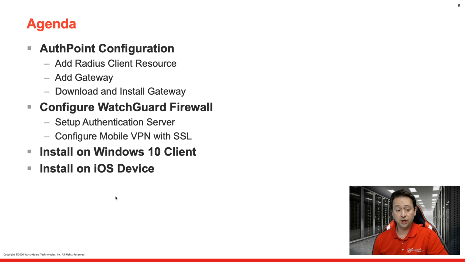For this Firebytes agenda, we're going to cover configuring AuthPoint, adding the Radius client resource, adding the gateway, downloading and installing that gateway, and configuring the WatchGuard firewall. That includes setting up the authentication server and configuring mobile VPN with SSL, which is also the AuthPoint integration. We will demonstrate installing on a Windows 10 client as well as installing on an iOS device.